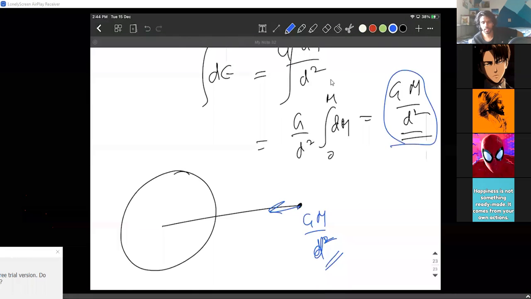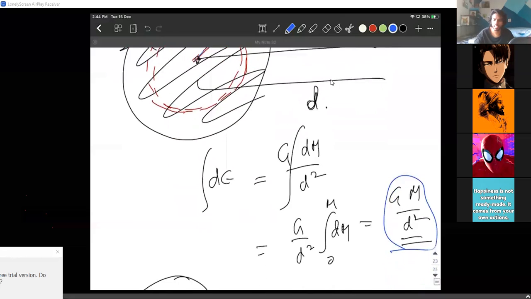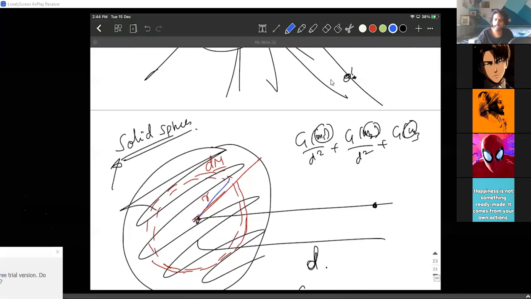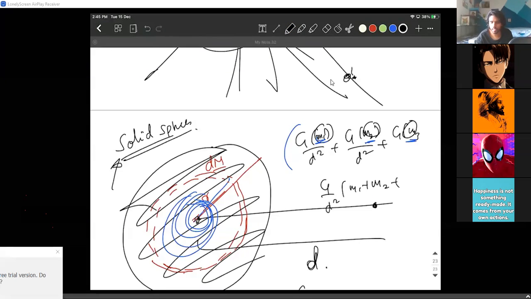It's very simple. Every hollow sphere is at a distance d. So it's as if I'm adding all the little hollow spheres of masses m1, m2, m3. All the fields are GM by d square. If I take that common out, G by d square of the masses of all the hollow spheres, m1 plus m2 plus m3 and all, what I'm getting in the end is GM by d square.